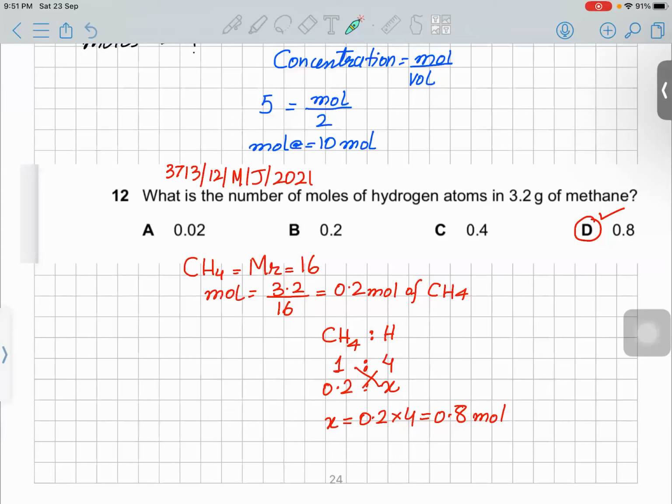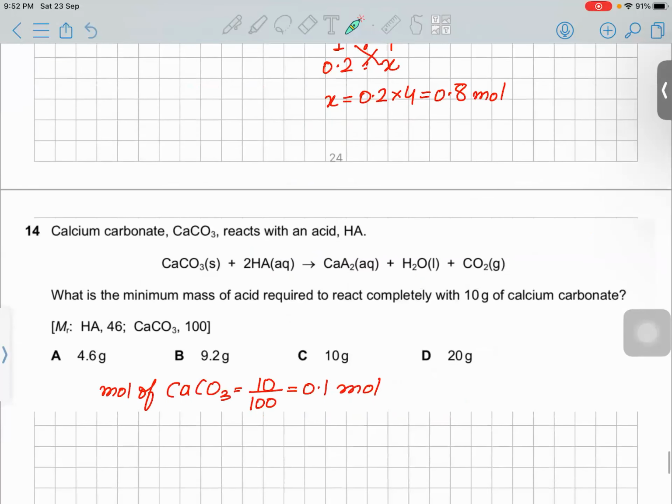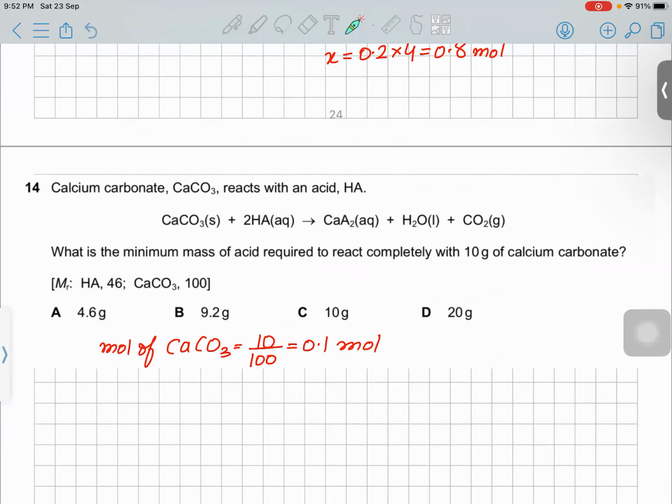Sir, in CH4 aren't there 4 hydrogen atoms? So why are we writing 1? Yes, in one CH4 you have 4 hydrogen atoms. That's why the ratio is 1:4. Okay, sir. Is the question clear? Yes, sir. So we basically crisscrossed. Yes. Okay, now look here.